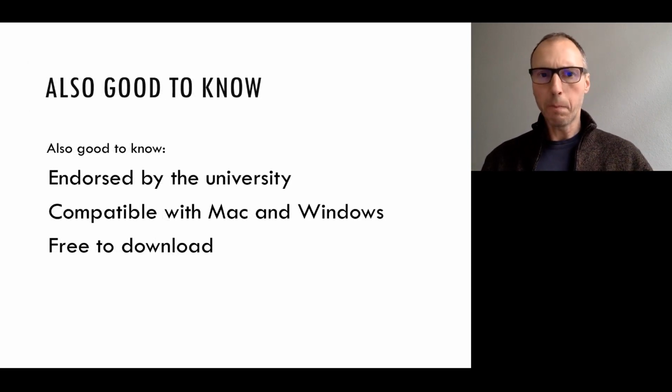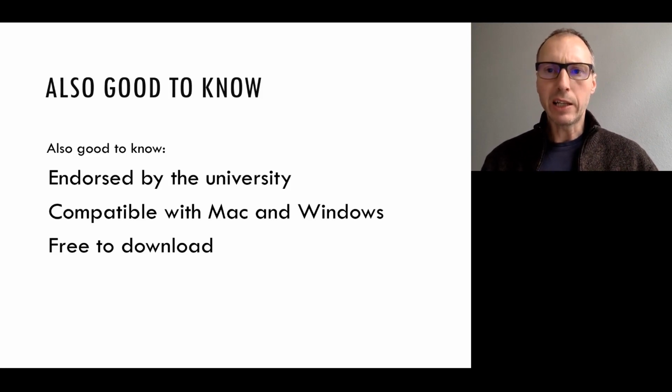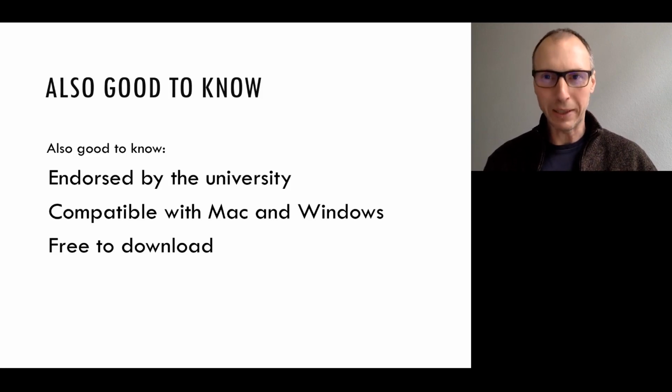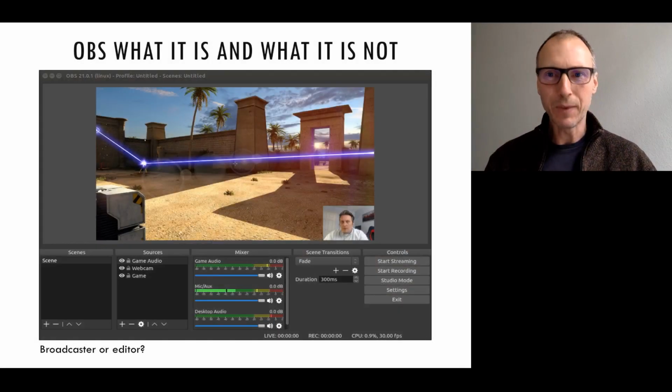Now, also good to know, as I mentioned, it's endorsed by the university here at the Humboldt. It is used in the Grimm Centrum. I have been over to have a look at it and used it in the One Button Studio. It's compatible with Mac, Windows, and Linux. So you simply download it from the internet, and it's free to download. So where's the catch? Right now I haven't found any catch, but if you find it, please let me know.